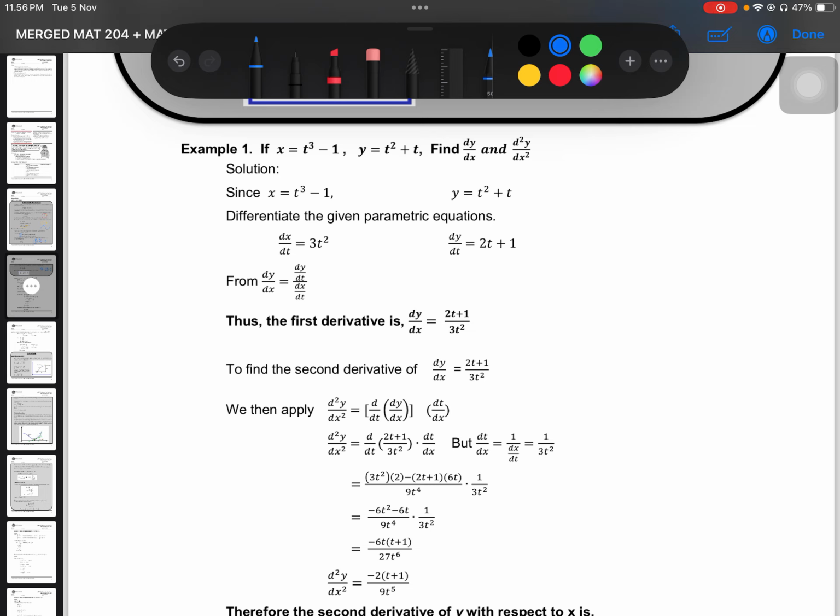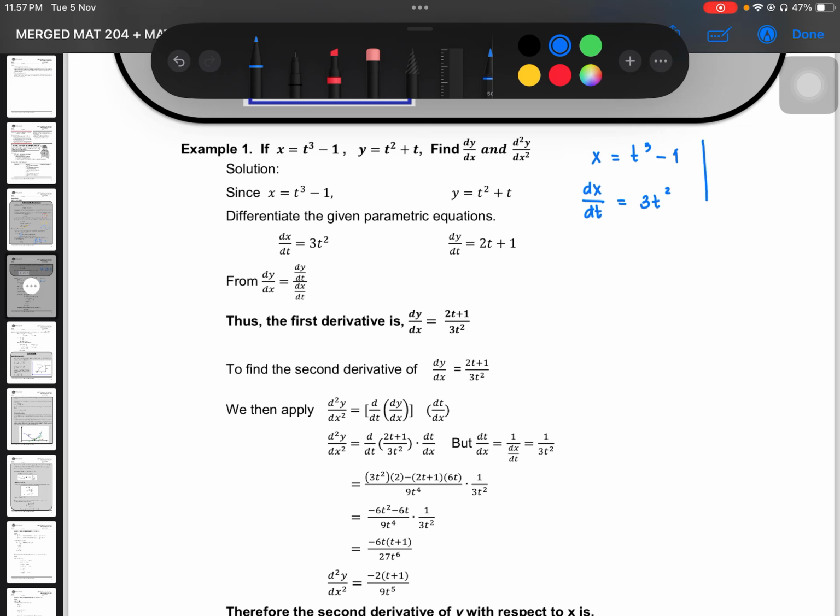Okay. So, una, kopyahin muna natin. O, si x muna. x is equal to t cubed minus 1. So, we get the derivative with respect to t. We have dx over dt equals, okay, derivative ng t cubed, it is 3t squared. Derivative ng negative 1, 0. Tama? Okay, so okay na tayo.